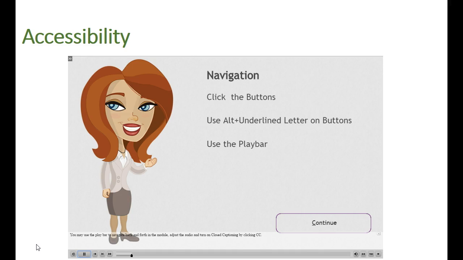There's accessibility built throughout the module. There are two forms of accessibility. One, you can see the play bar at the bottom of the screen. And then two, the opportunity for folks to have various ways to navigate through the e-learning module, whether it be with buttons, whether it be with keyboard shortcuts, and in addition, the play bar at the bottom of the screen.